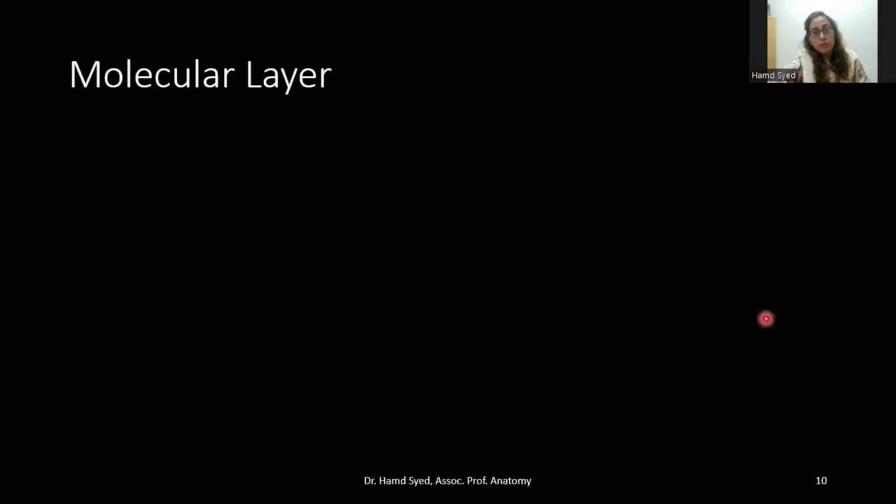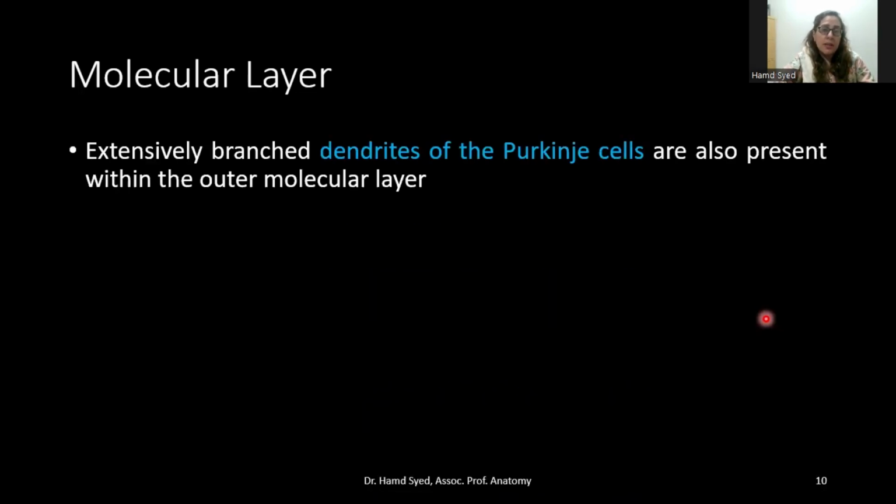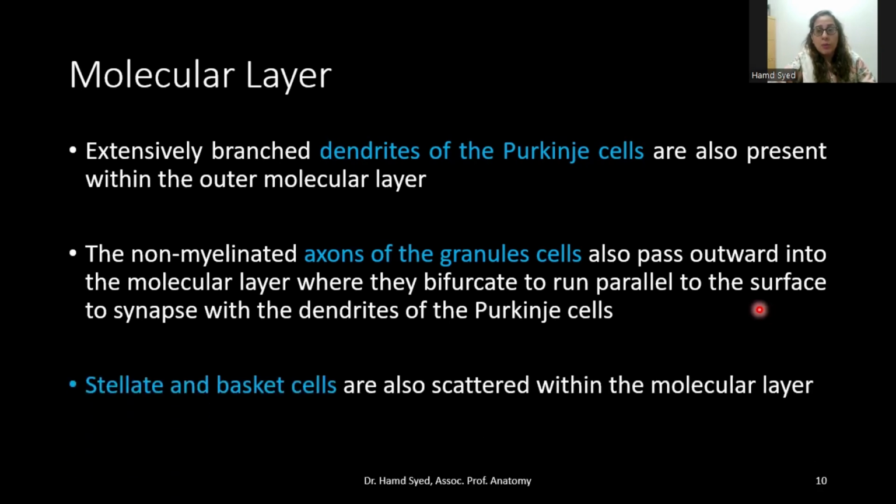The most superficial layer of the gray cortex of cerebellum, the molecular layer, contains extensively branched dendrites of the Purkinje cells and the non-myelinated axons of granule cells, which pass upward into this molecular layer. As these axons of granule cells enter the molecular layer, they bifurcate, that is, they divide into two parts to run parallel to the surface, and they will eventually synapse with the dendrites of the Purkinje cells. Remember, within the molecular layer, there's also another cell population, the stellate and basket cells.